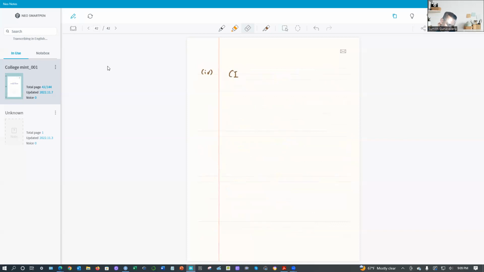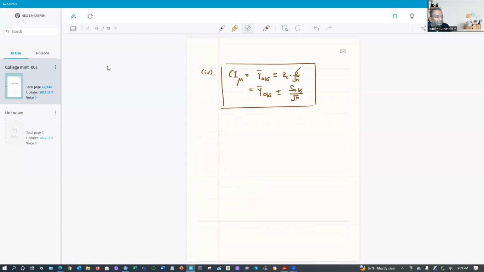The confidence interval for this mu can be written as y bar obs plus or minus CC sigma over square root n, where CC is the critical value from that distribution, or the same as y bar obs plus or minus s obs over square root n. It's the same thing. Like this, or you can write it this way.